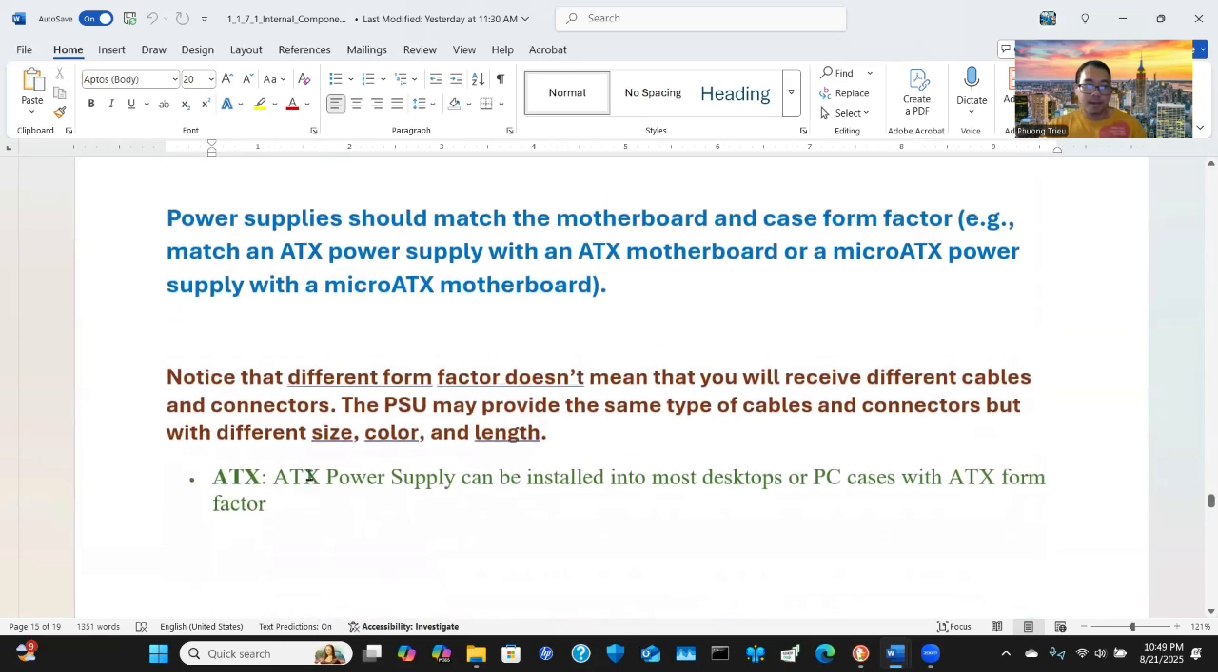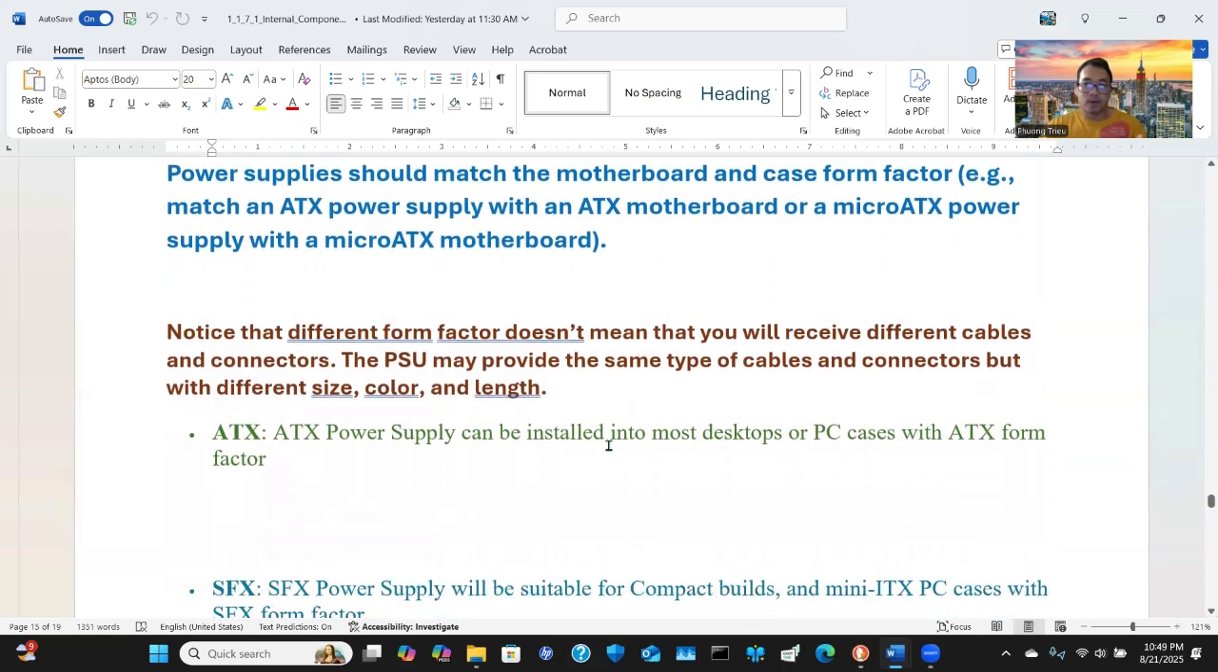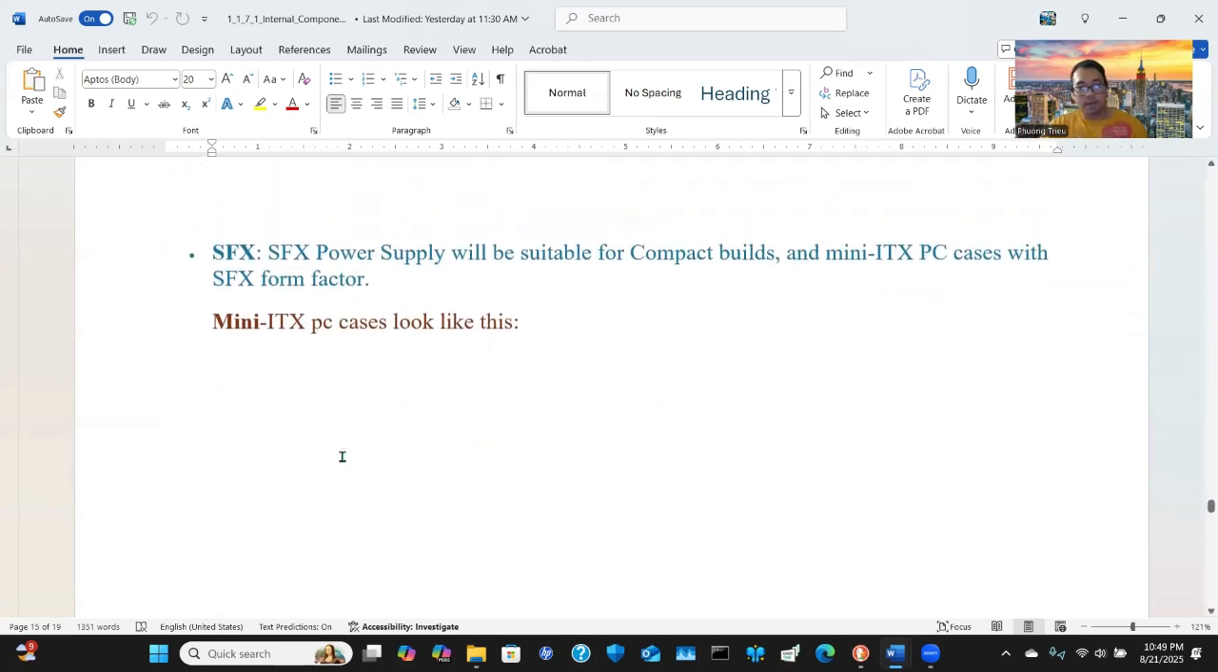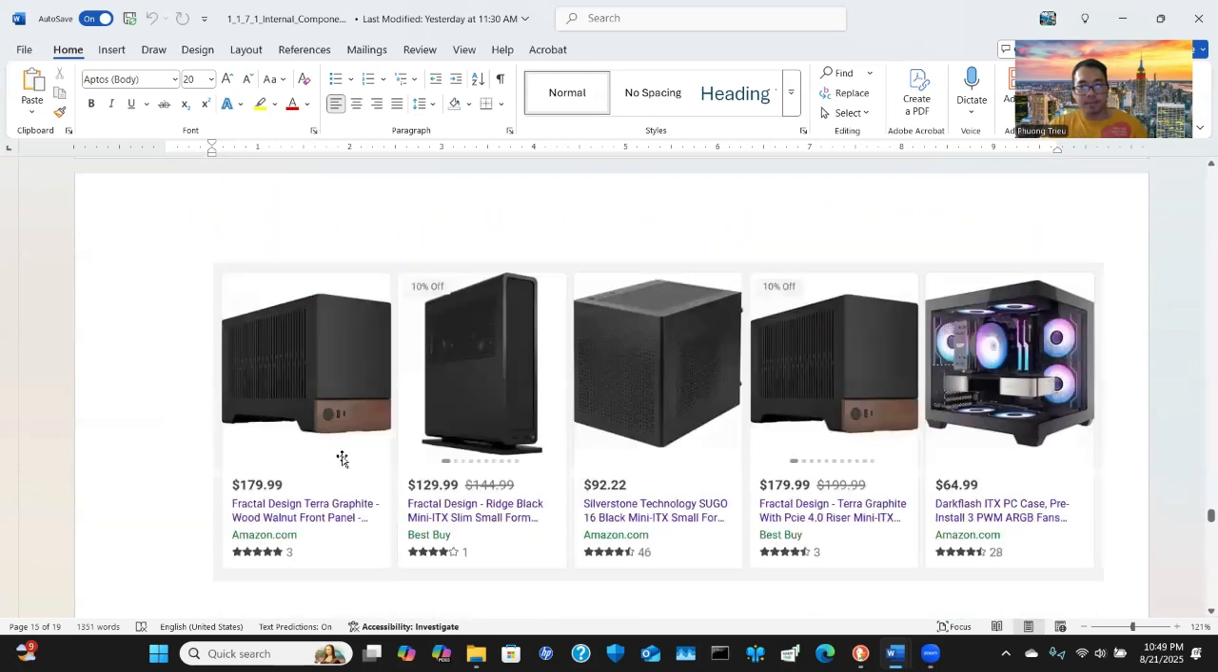So the first form factor is ATX. An ATX power supply can be installed into most desktops or PC cases with ATX form factor. The second form factor is SFX. An SFX power supply will be suitable for compact builds and mini ITX PC cases with SFX form factor. So the mini ITX PC cases look like this.